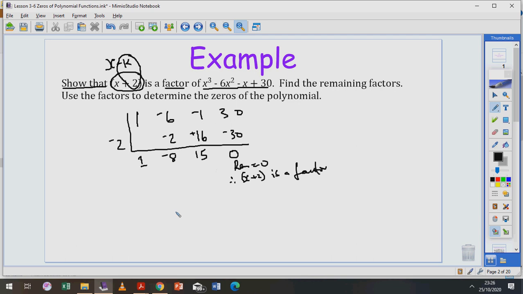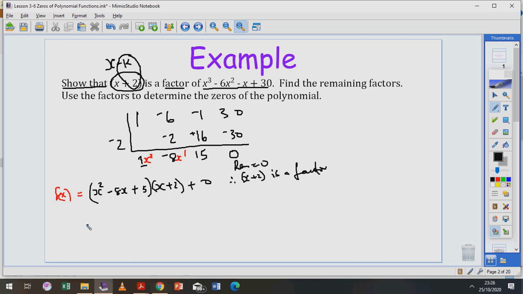Therefore, x plus 2 is a factor. Now, my quotient that I get from dividing, because remember, since this power is x power 3, then the power of this should be x power 2, x power 1, and x power 0. So my whole f of x can be written as x squared minus 8x plus 15 times the divisor, which is x plus 2, plus the remainder, which is 0.